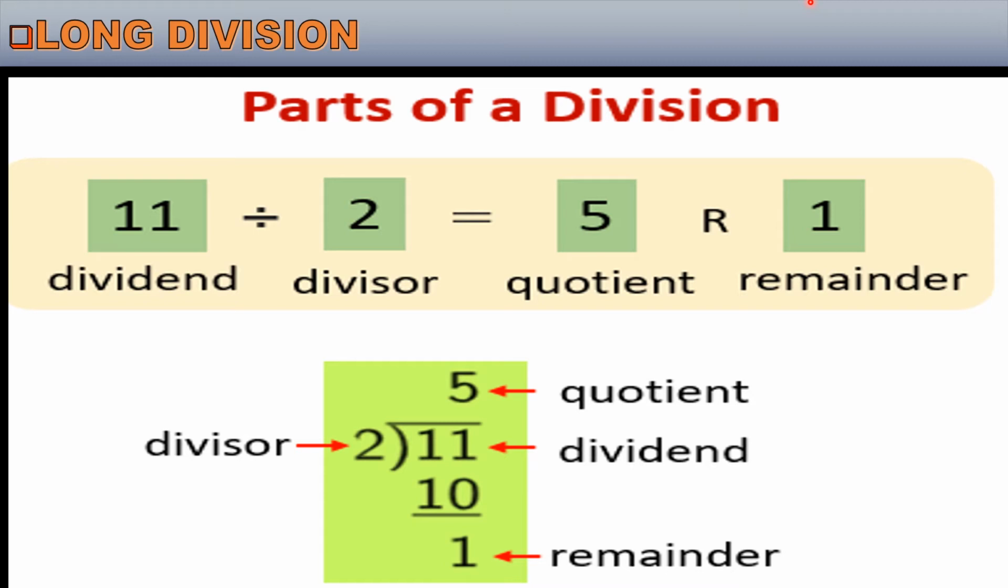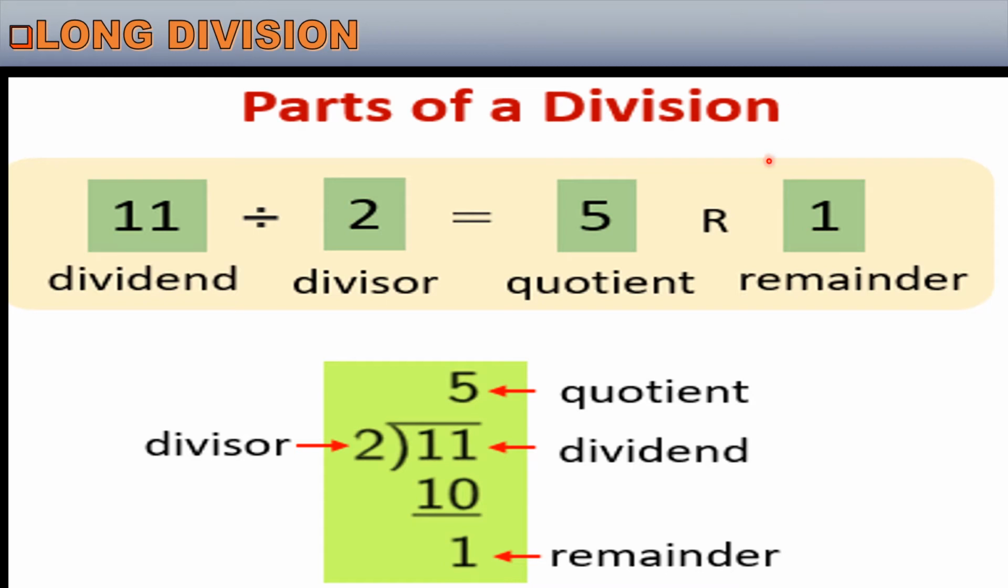Divisor. The number with which we divide is called divisor. Quotient. The answer of the division is called quotient. Remainder. The number that is left over in division is called remainder.